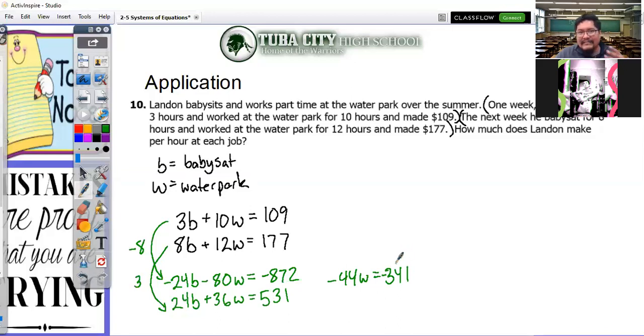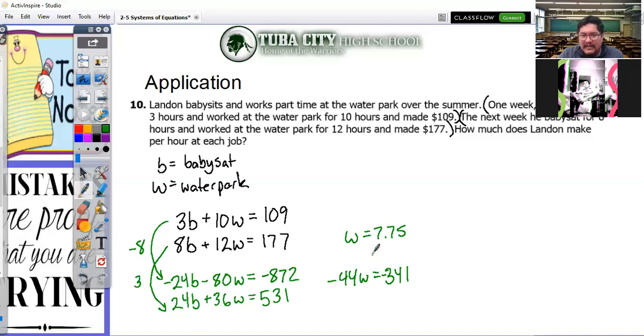And it doesn't make sense for someone to make negative money. So like, let's say I forgot that negative. Nobody goes to a job and makes negative money. So, okay, now just doing the math, I get $7.75 here.